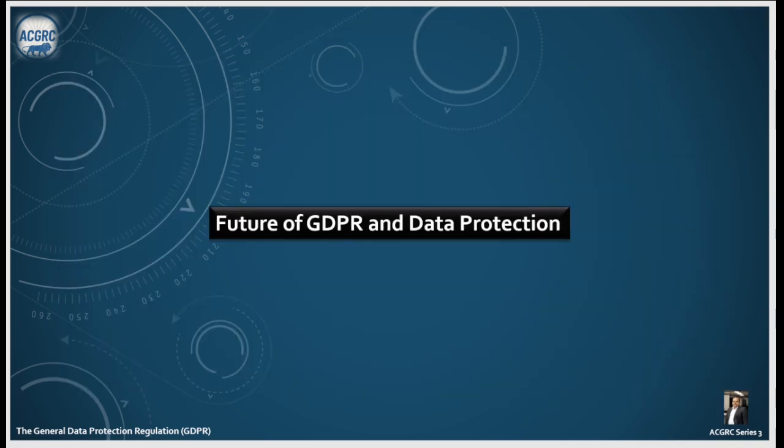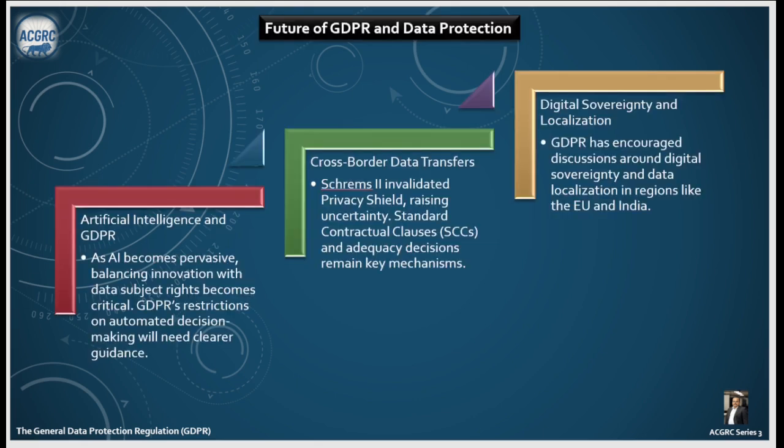Future of GDPR and data protection. Artificial intelligence and GDPR. As AI becomes pervasive, balancing innovation with data subject rights becomes critical. GDPR's restriction on automated decision making will need clearer guidance. In simple language, AI is used to make decisions, spot patterns, and automate tasks, often using large amounts of personal data. GDPR is a law that protects how personal data is collected, used, and shared. So, when AI uses personal data, it must follow GDPR rules to keep that data safe, fair, and respectful.